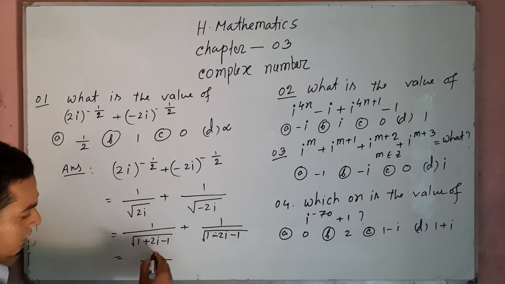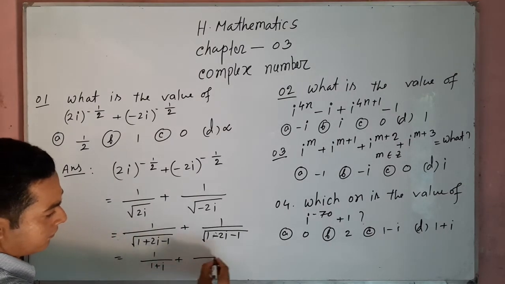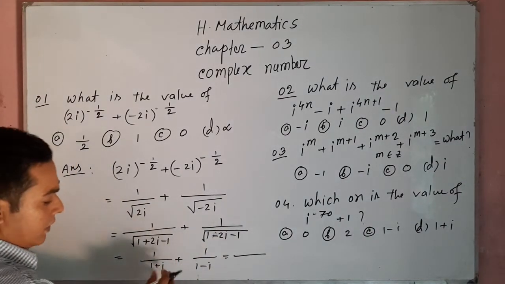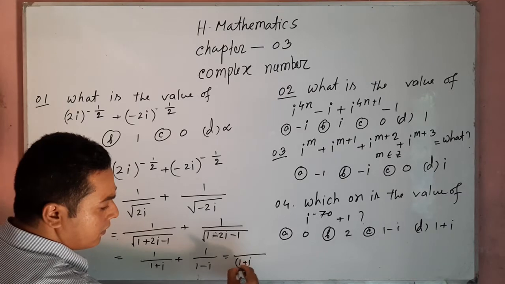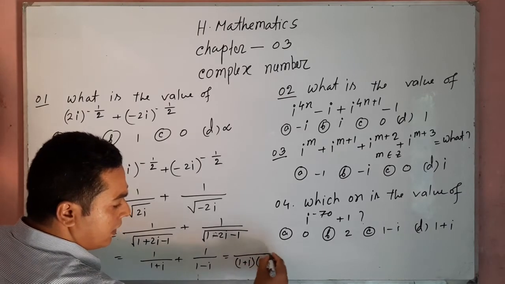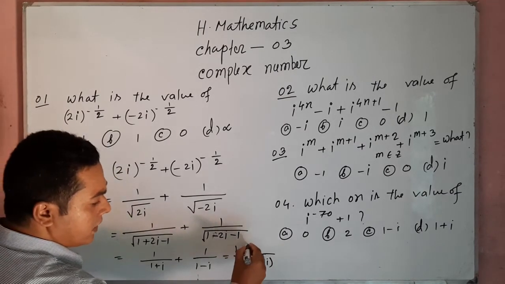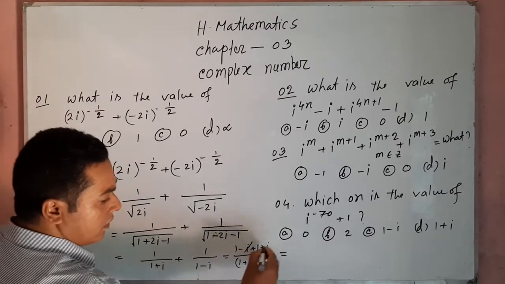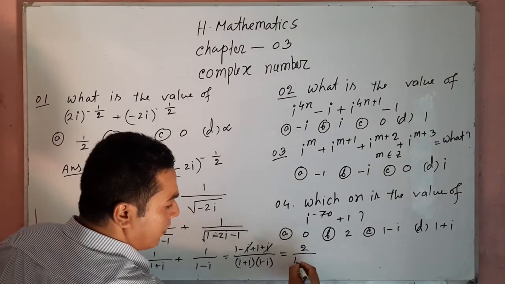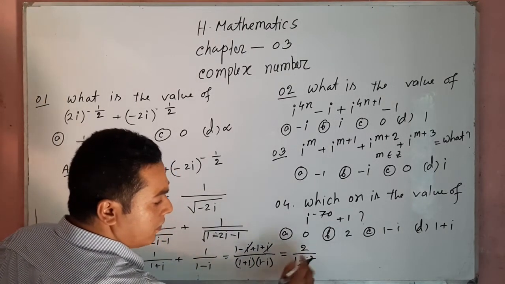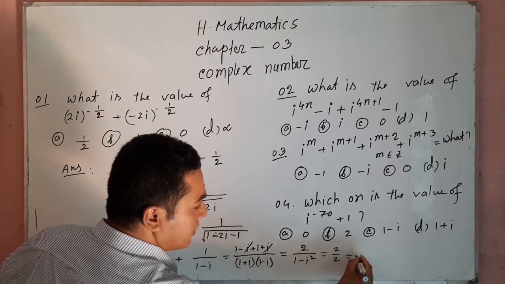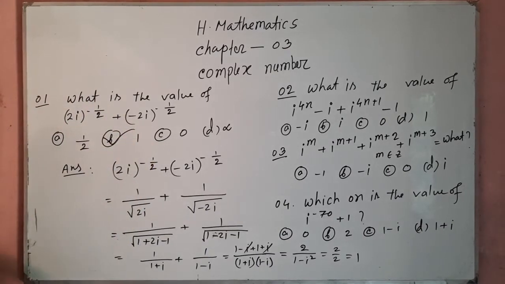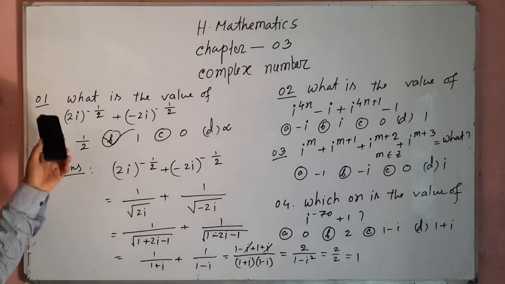Then 1 over (1 plus i) plus 1 over (1 minus i). Then by the LCM, (1 plus i)(1 minus i), it will be 1 minus i plus 1 plus i, that is 2, divided by 1 minus i squared. i squared is equal to minus 1, so 2 divided by 2 is equal to 1. So our answer is 1. So this is MCQ number 1.